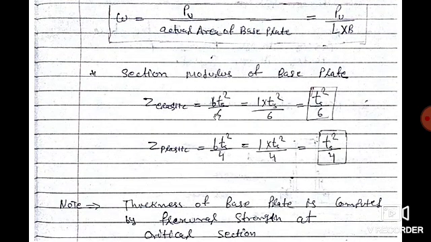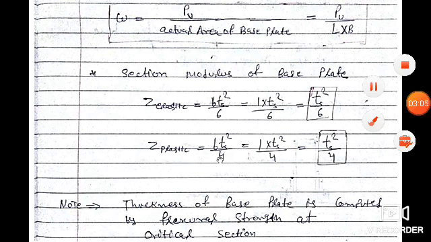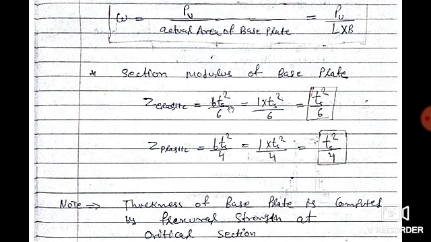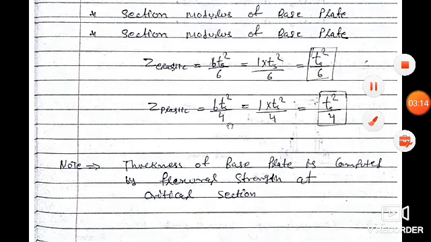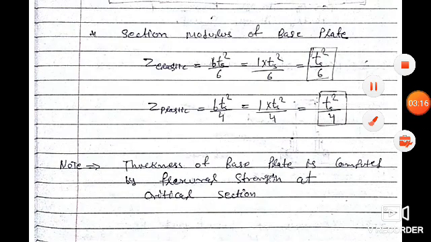Now what is the section modulus of base plate? Z elastic is equal to t square upon 6. For the plastic section, it is t square upon 4. So please keep this in mind.